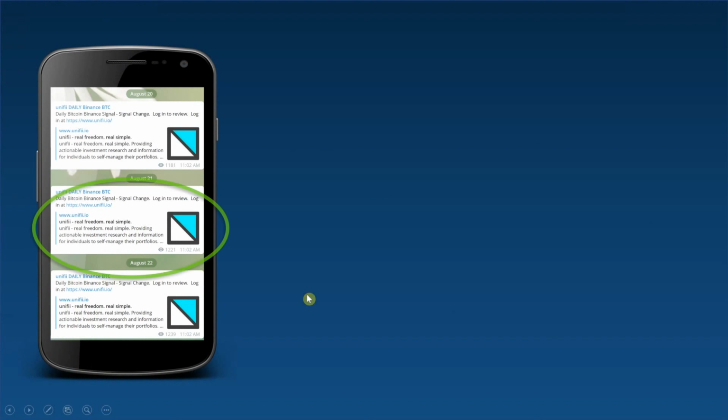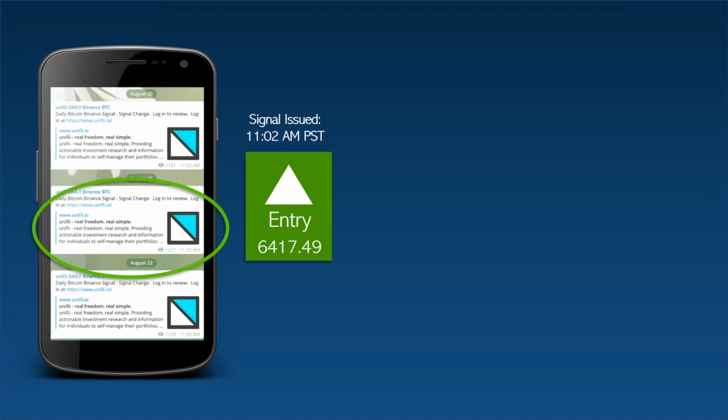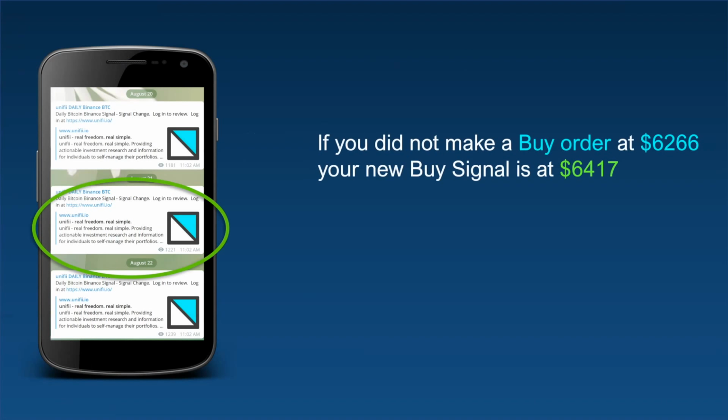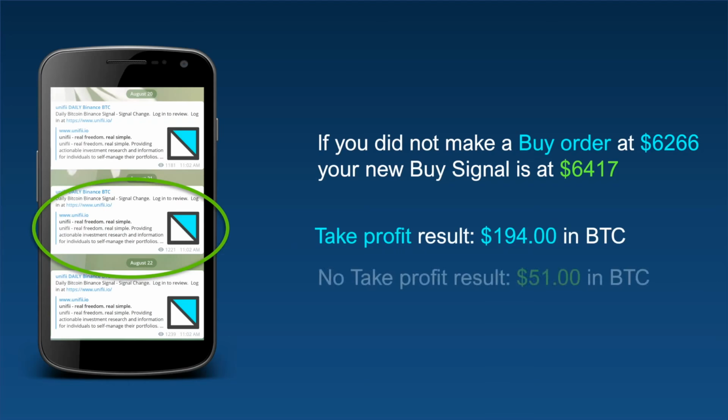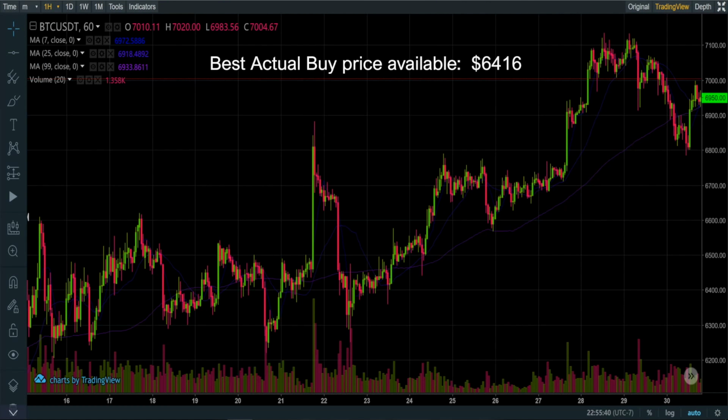The next signal coming in from the Telegram is a buy, and that is at 64.17. So if you did not take the take profit buy at 62.66, this would now be your buy, 64.17. The take profit results in $194 in BTC. The Unifii buy resulted in $51. Still a decent profit. It's better than a loss. Let's just break it down a little bit more here.